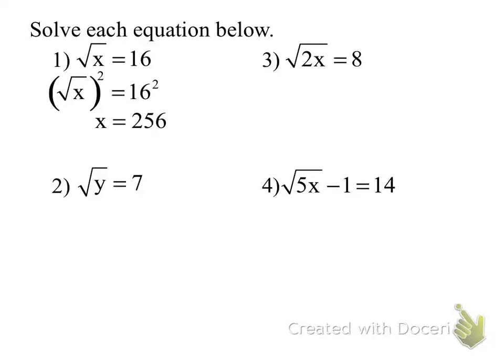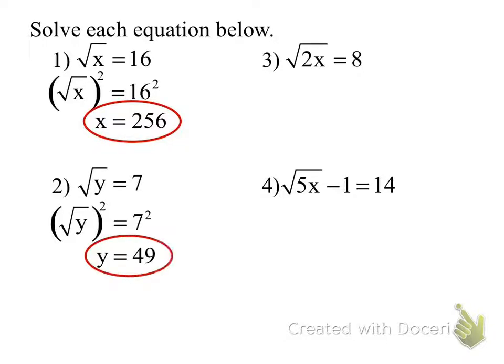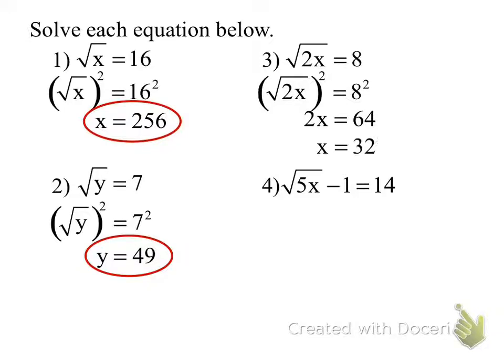Okay. Next one, number 2. Let's go with Hannah. Okay, so what do I do? First you square both sides. Okay. And we get? Y equals 49. Good. Okay, so now what do you think we do with the next one? It's one step further. Andrew? You would square both sides. Good. And then it'd be 2x equals 64. Good. And then you divide 2 on both sides. And that'd be x equals 32.